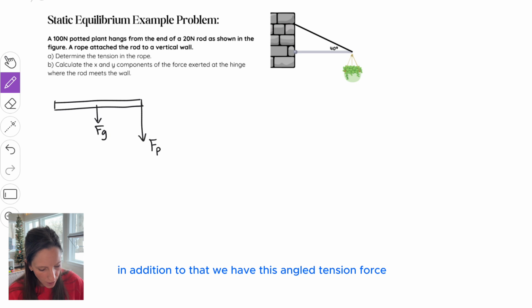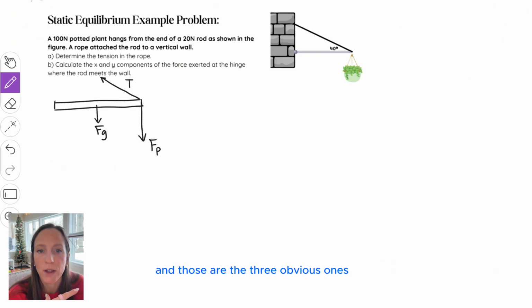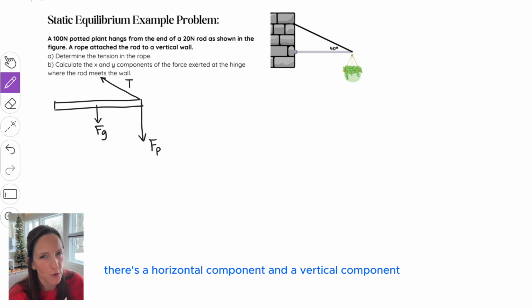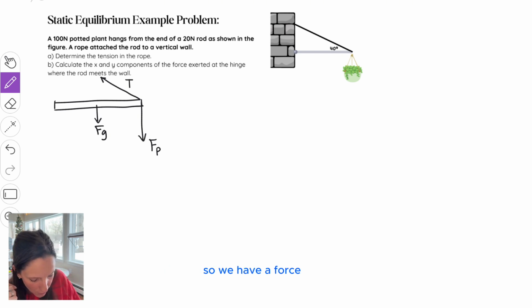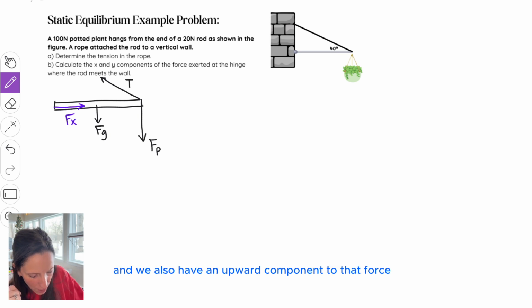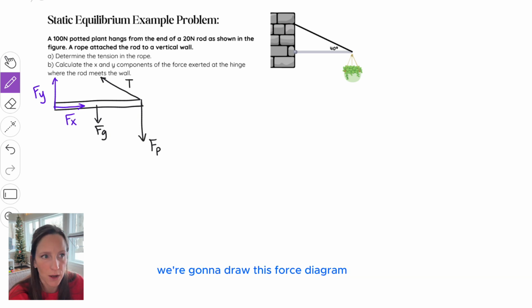In addition to that, we have this angled tension force. And those are the 3 obvious ones, but there's actually 2 more. There's a force from the wall, there's a horizontal component and a vertical component, and we'll just draw those in component form. So we have a force that is kind of like a normal force, perpendicular to the wall. I'm going to call that Fx. And we also have an upward component to that force, which I'm going to call Fy. So number 1, we're going to draw this force diagram.